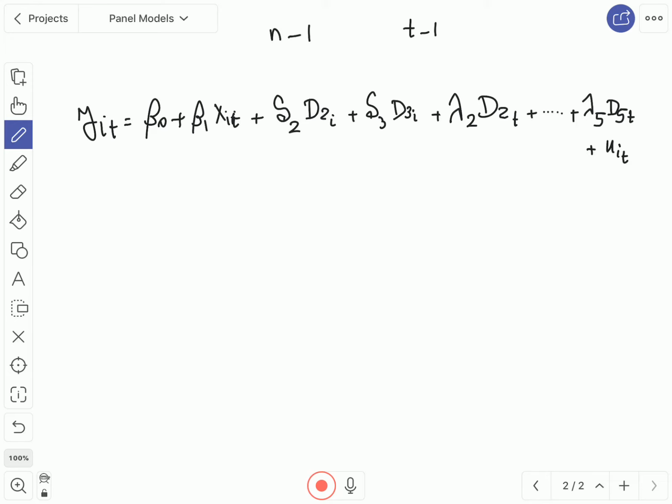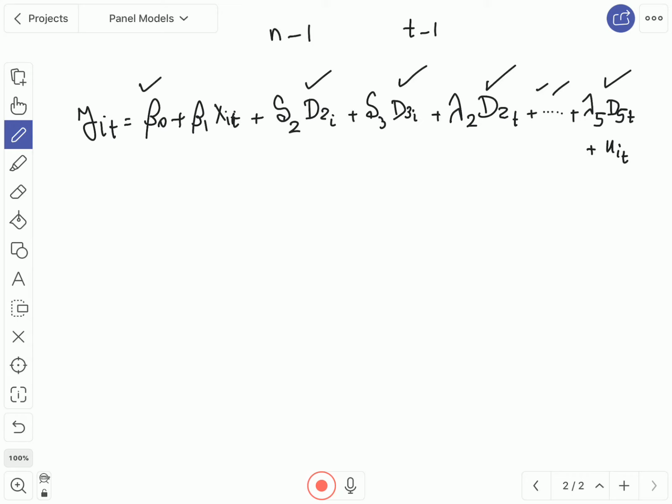Okay, so what we have here is a dummy for state number 2, state number 3, and dummies for the years: the second year, the third year, the fourth year, and the fifth year. Okay, and we have the intercept.